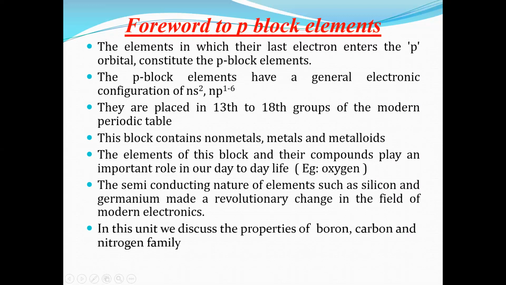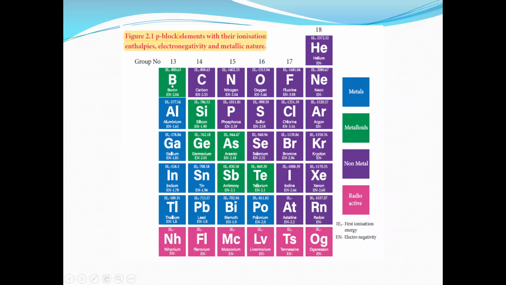This block contains non-metals, metals and metalloids. For example, boron is a metalloid, carbon is a non-metal, nitrogen is a non-metal, and aluminium is a metal. So the P block elements contain metals, non-metals and metalloids.